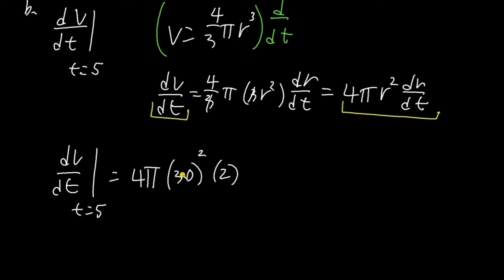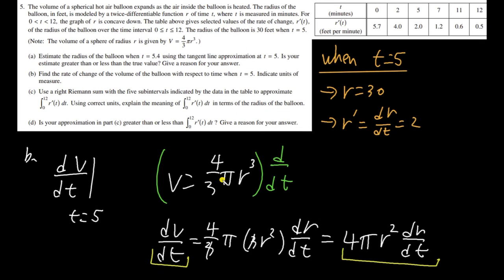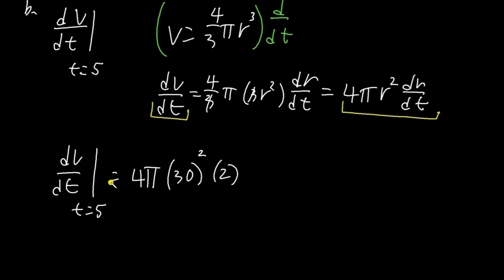4 pi r squared dr dt. So this is the answer, but they also want us to include units, right? So how do we get the units? Well, let's see. Since the units for volume are feet cubed, because the radius is in feet, and then the volume is feet cubed, and the units for time is seconds.